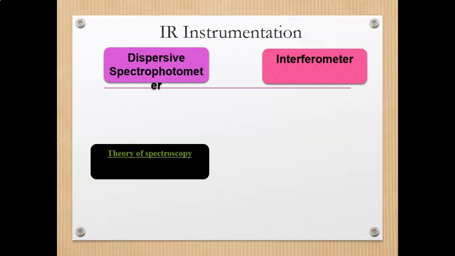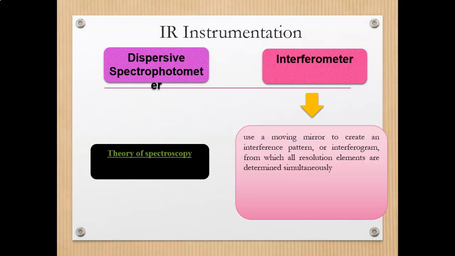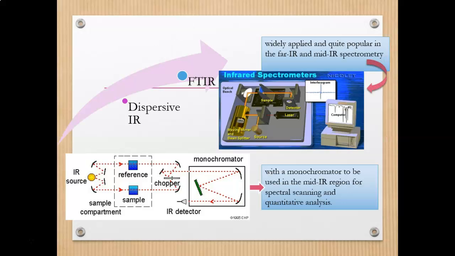Now we proceed with the IR instrumentation. We have dispersive and interferometer. Now we look at the theory of the spectroscopy. The interferometer uses a moving mirror to create an interference pattern, or interferogram, from which all resolution elements are determined simultaneously. It is widely applied and quite popular in far IR and mid IR spectrometers. A monochromator is used in the mid IR region for spectral scanning and quantitative analysis.